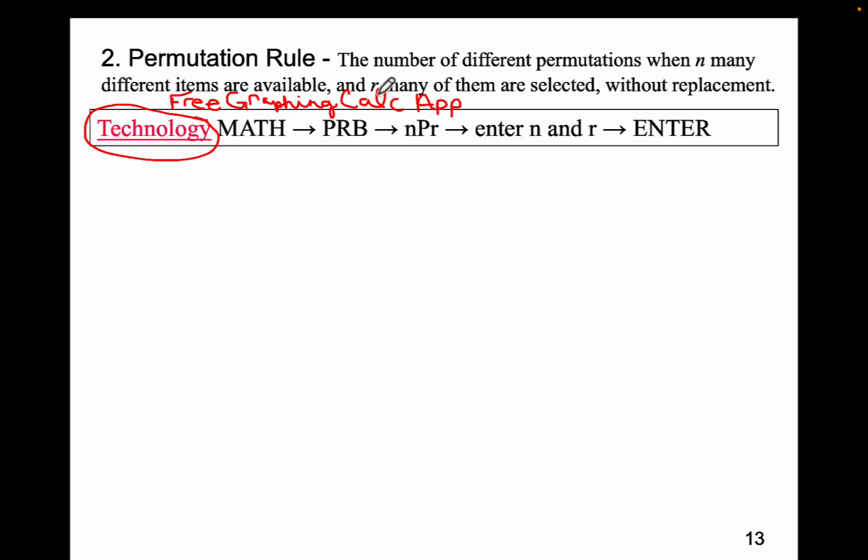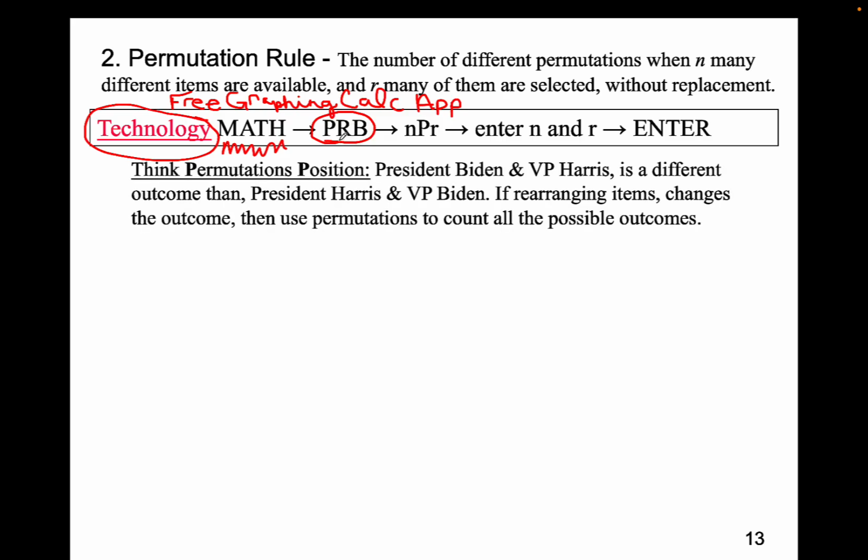So we're going to need to use that app. It's going to have a menu called Math. And then we're going to look for this right here, PRB. It stands for probability. All right. Let's look at an example, and then we'll try to pull that up on a free graphing calculator app. Oh, we're not quite ready for an example yet.